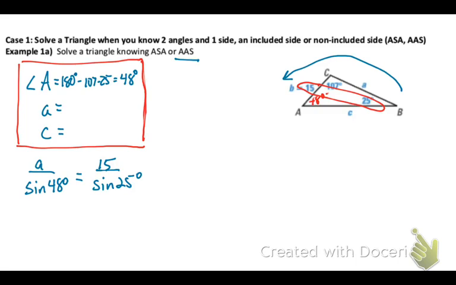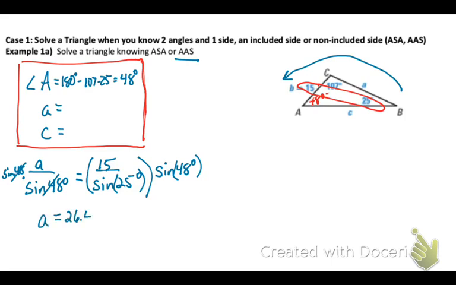And now I can solve for A. So what I will do first is I'm going to multiply the left side by the sine of 48. On the right side, I will take 15, divide by the sine of 25, and then multiply that by the sine of 48.